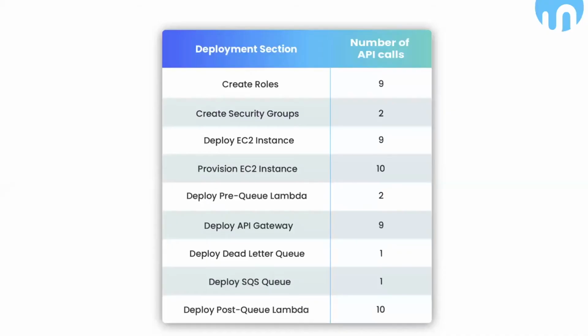All right, so remember when I said we need to make over 50 API calls, not including anything else, just to stand this up? Well, now that we've walked through each of these pieces, hopefully you get a better sense of how big of a job this is to do manually.